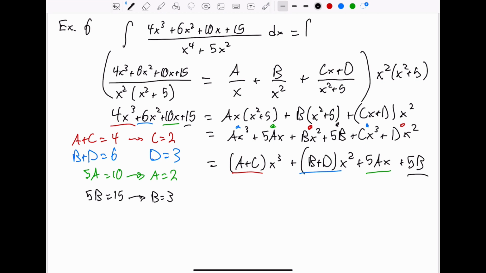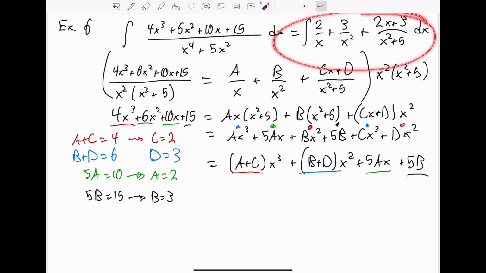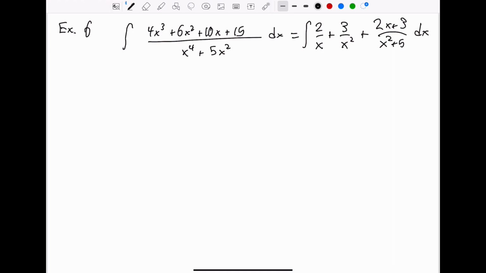So this rational function decomposes as 2 divided by x plus 3 divided by x squared, plus 2x plus 3 divided by x squared plus 5, dx. We have successfully worked through the algebra, and we are now ready to integrate. Taking antiderivatives of the first fraction, we have 2 times the natural log of the absolute value of x.